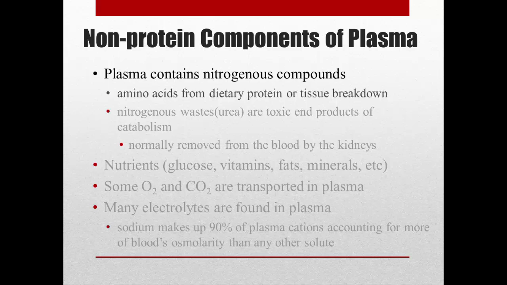These are things that come from the amino acids when we use them for energy sources, or we have to break down the tissues, the amino acids. They typically include the nitrogenous waste like urea or toxic end products of catabolism, and these we want to get rid of from our body. We don't want those around, so we're going to excrete those through the kidneys.